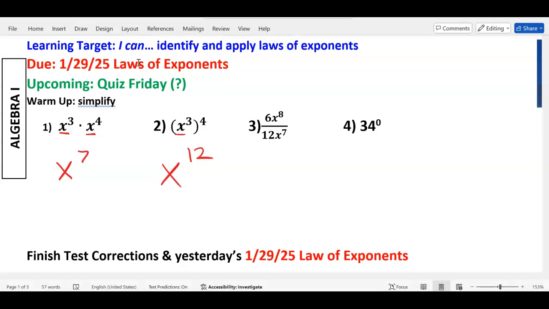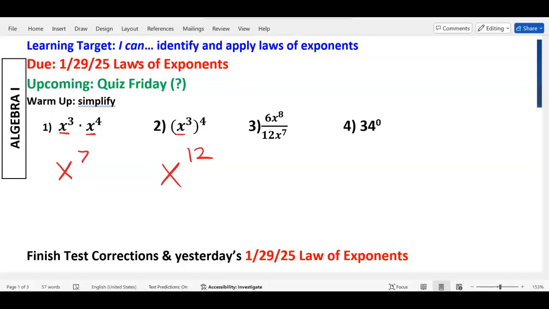So does everyone see them? They're side by side. When there's two bases multiplying, you add the powers. When there's one base with two powers, you multiply the powers. Okay? Very important. Number 3, now we're dividing.